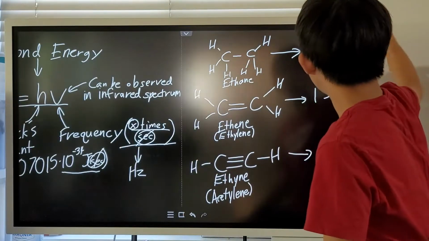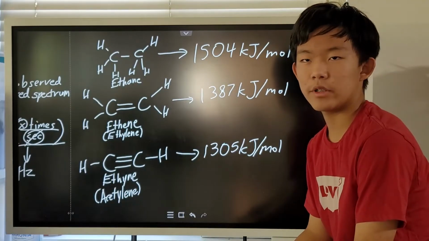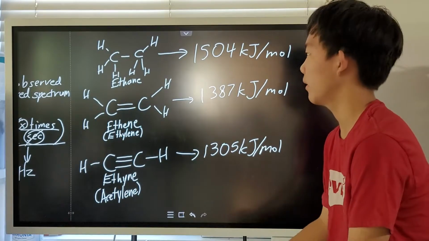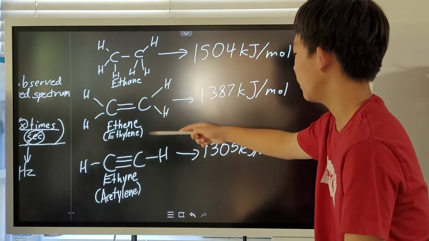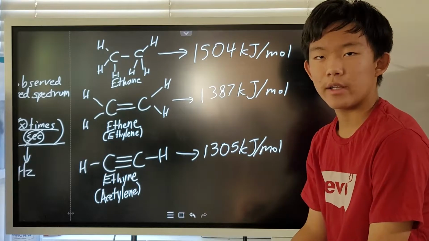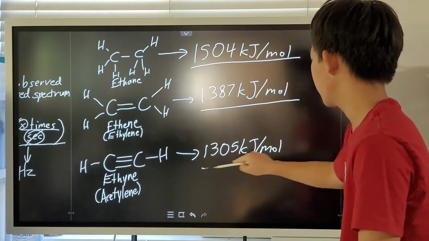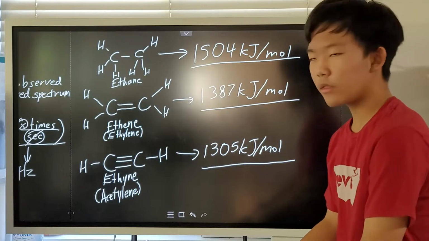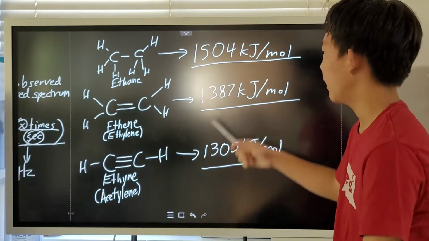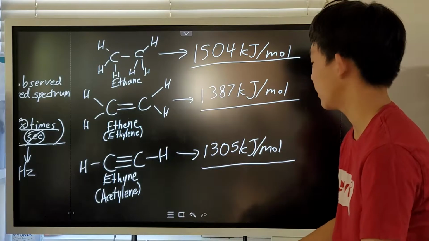A way to measure bond energy is by heat of combustion. For instance, I have 3 very closely related organic compounds, ethane, ethene, and ethyne. All of these compounds are organic and highly flammable, and when you burn them, you get these amounts of energy from them. As you can see, ethane has the highest heat of combustion, while ethyne has the lowest.